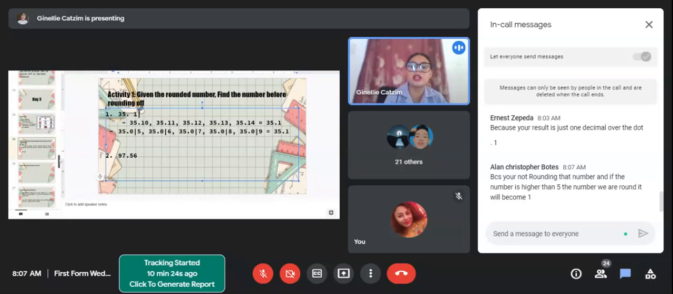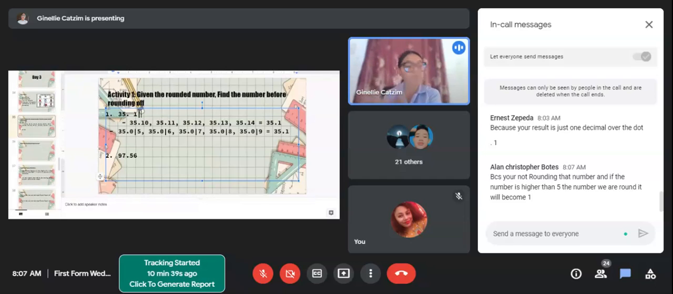Okay, good observation, Alan. So we are not rounding off this number. We are finding which number we had before rounding off, right? That is what we need. We need to learn how to get the answer, but also how to revert, how to go a little bit backward, right? That is how we go about finding these numbers.